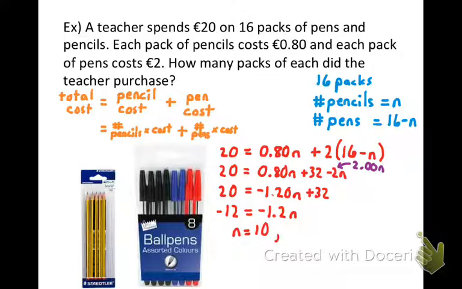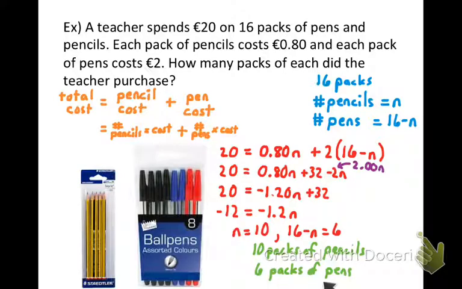Now, if N is equal to 10, then 16 minus N is going to be equal to 6, correct? So the answer here, how many packs of each did the teacher purchase? The teacher purchased 10 packs of pencils and 6 packs of pens.